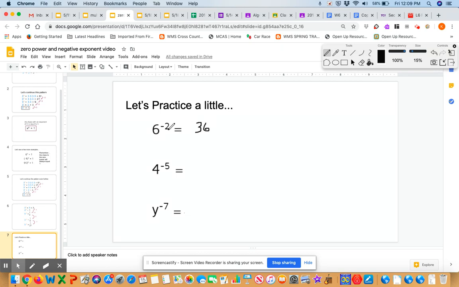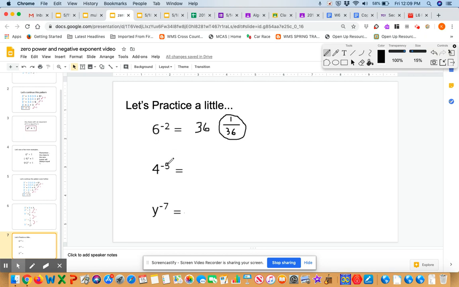But we do have a negative here. This negative exponent is saying, hey, make it a fraction. Give me the reciprocal. That's what it wants. It wants the reciprocal of 36. The reciprocal of 36 is 1 over 36. That's what 6 to the negative second means. It is not a negative number. It is a fraction. It is the reciprocal of 6 to the second.